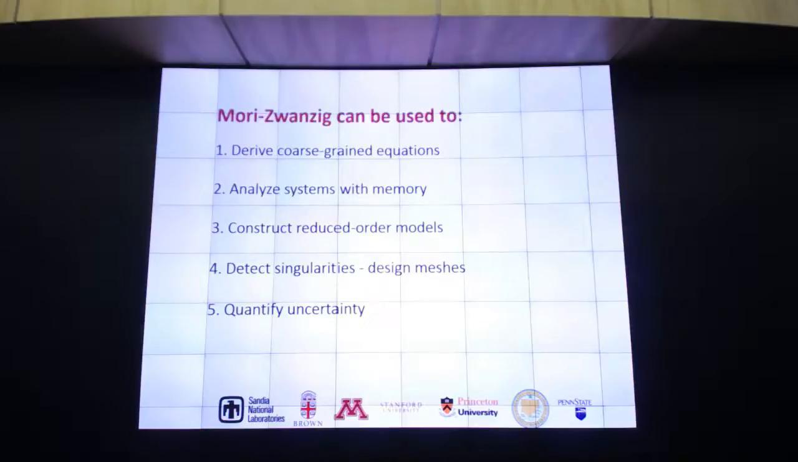I will talk about that, and also Dr. Kim will talk about this in some depth. Construct reduced order models, detect singularities, and quantify uncertainty. Three, four, five will be covered, I think, in the lectures by Panos. The literature on Mori-Zwanzig is not so extensive, so what you will see here is pretty much it. There are lots of references to cover it. It's a new field, but you will see some of its potential.